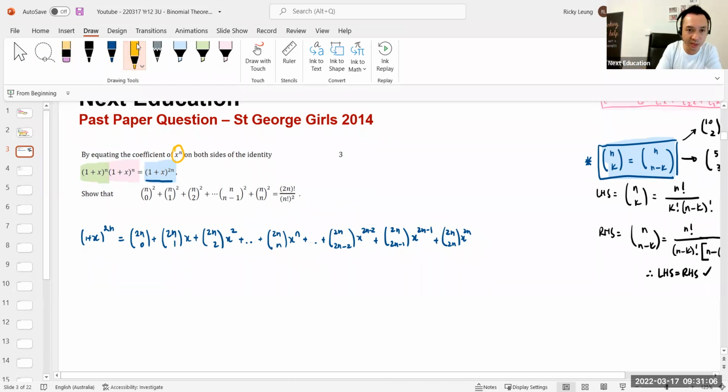Now, in this question, it wants me to compare x^n. It wants this guy. So the coefficient of x^n is 2n Cn. That's cool. Now maybe before that, you're probably thinking, well, why is this not here?